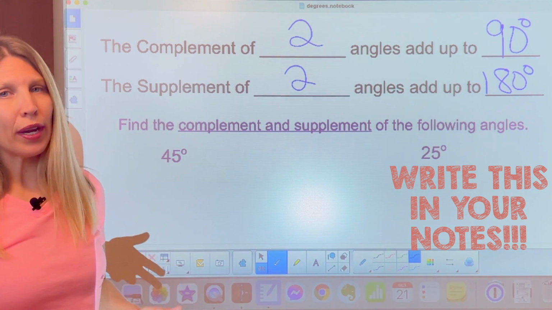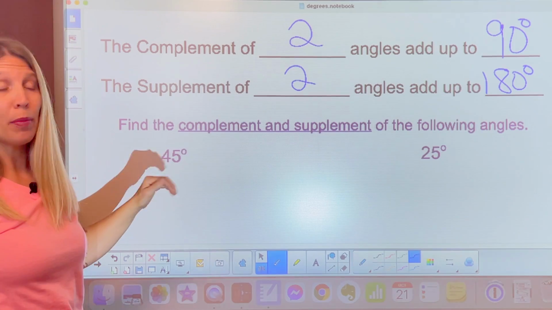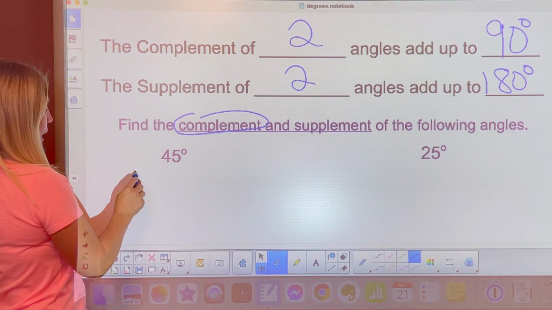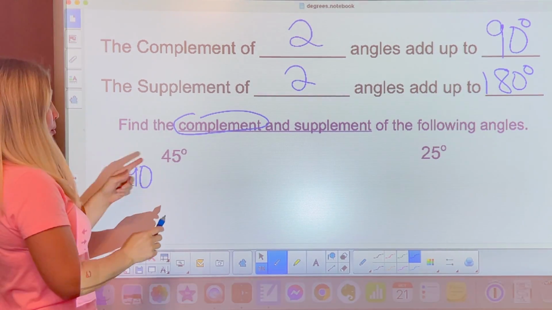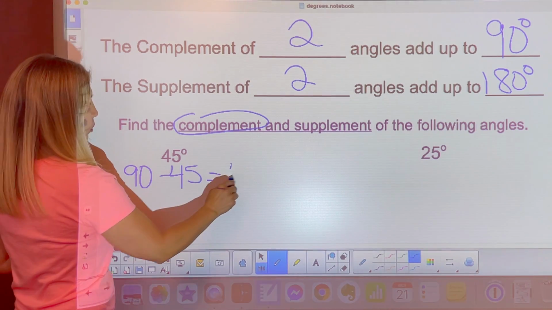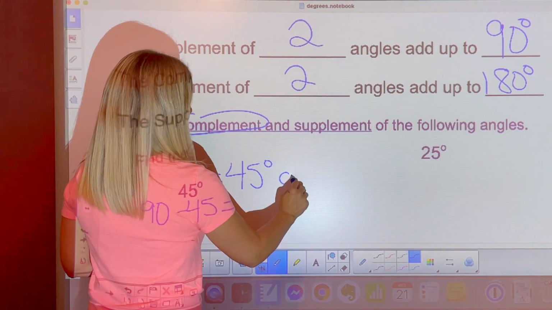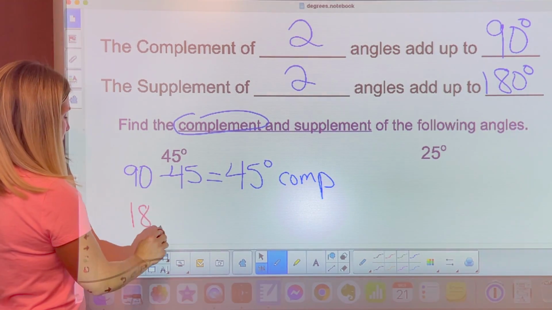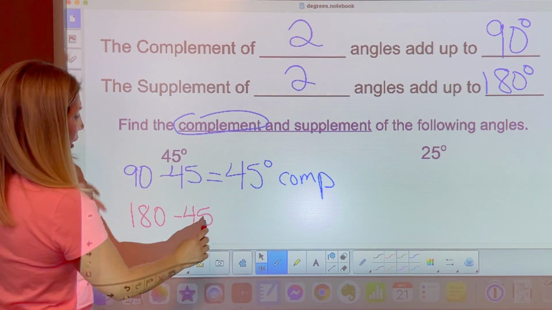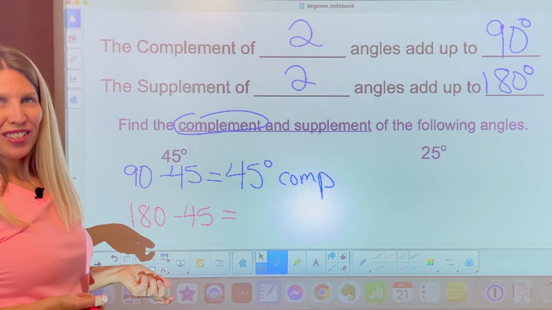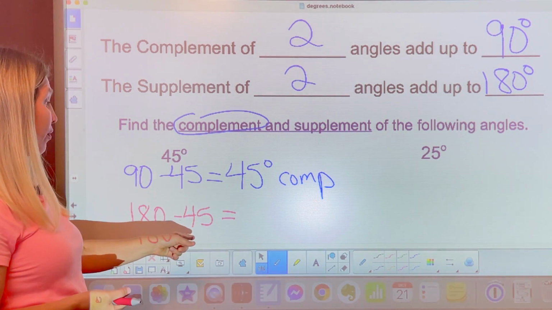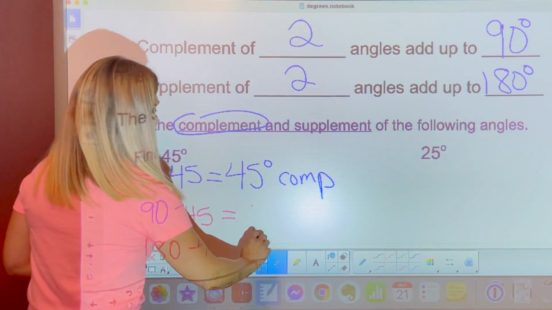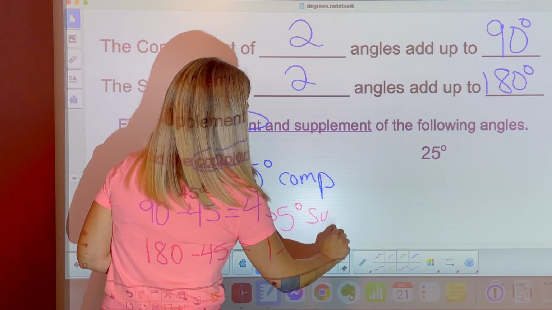So let's do a couple of quick examples: the complement and the supplement of both of these angles. So let's do 45. If we're going to do the complement first, if it adds up to 90, I'm just going to do 90 minus 45 equals 45 degrees. So this would be the complement. Now to do the supplement of that angle, we just start with 180 minus 45, because that's the angle they gave us. And what is that going to equal? Well, another 45 would get us to 90. So 90 and 45 is 135. 135 degrees is your supplement.